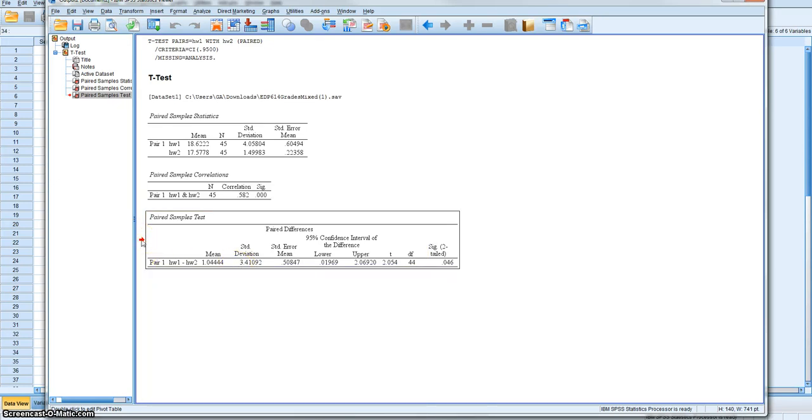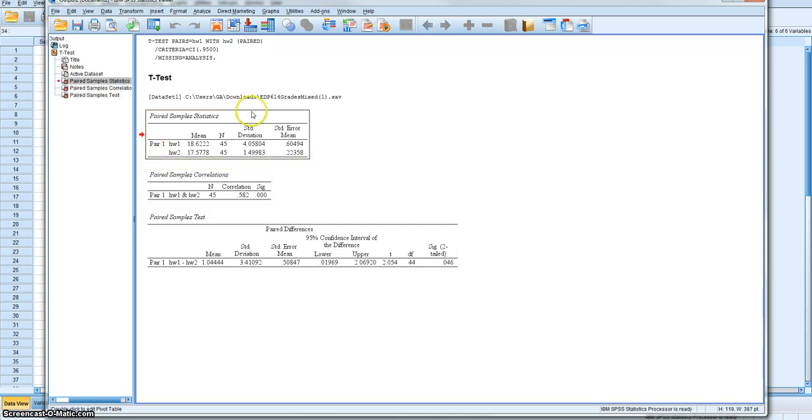Now if we want to take this a step further, we can go back and see, well, which homework score was actually higher than the other one. And we can look at two different places. So we can go back up to our descriptive statistics and look, well, homework 1 had a higher mean than homework 2, so actually homework 1 is significantly higher than homework 2.